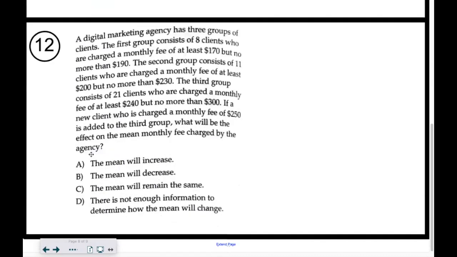All right. On to our last problem. This one's pretty interesting. I'm curious if others find a quicker way to do this. So basically, they give us a little bit of a histogram in words. They say the first group has eight clients that's between 170 and 190. So let's go 170 to 190, there's eight of them. And then there's 11 that are between 200 and 230, right? And then the last group, there's 21, and their monthly fee is between 240 and 300.